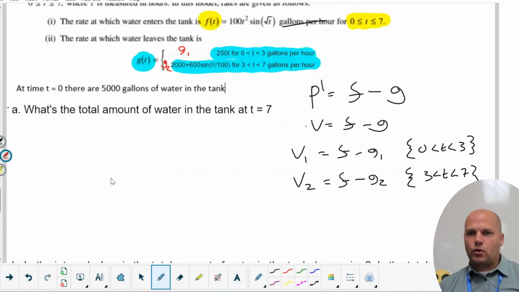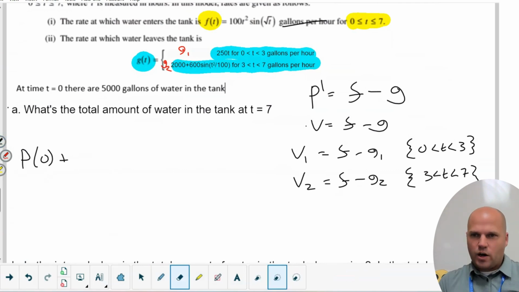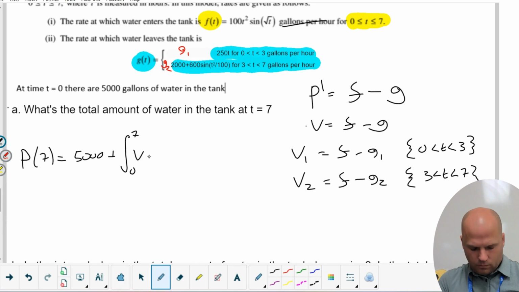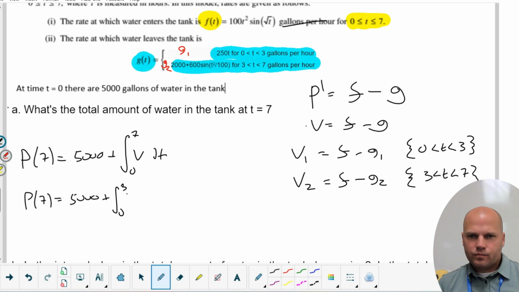So if I wanted the total amount of water at time 7, I would do my initial amount of water and I would accumulate my velocity over the 0 to 7 seconds. However, in reality, what I have to do is accumulate V1 from 0 to 3 and accumulate V2 from 3 to 7. Or you could have kept everything separate.